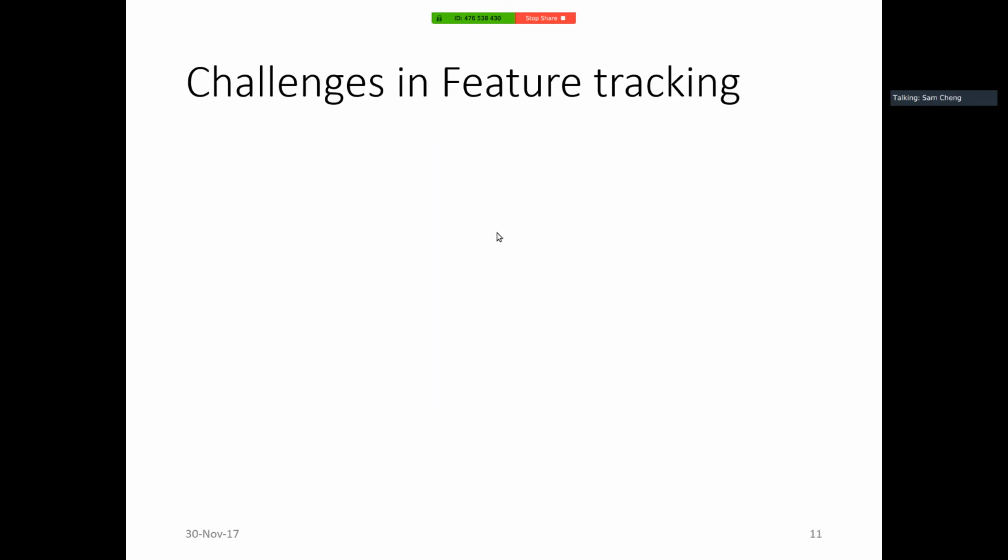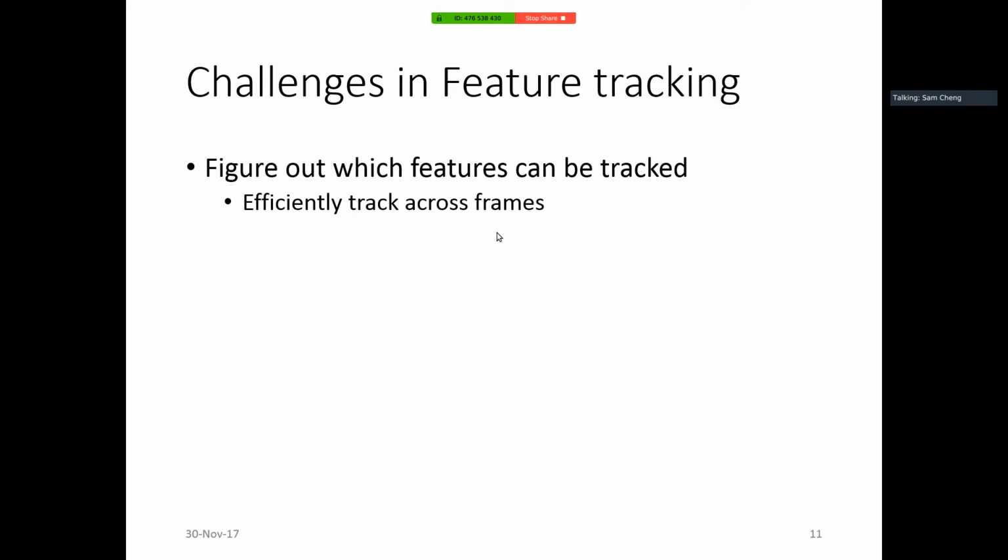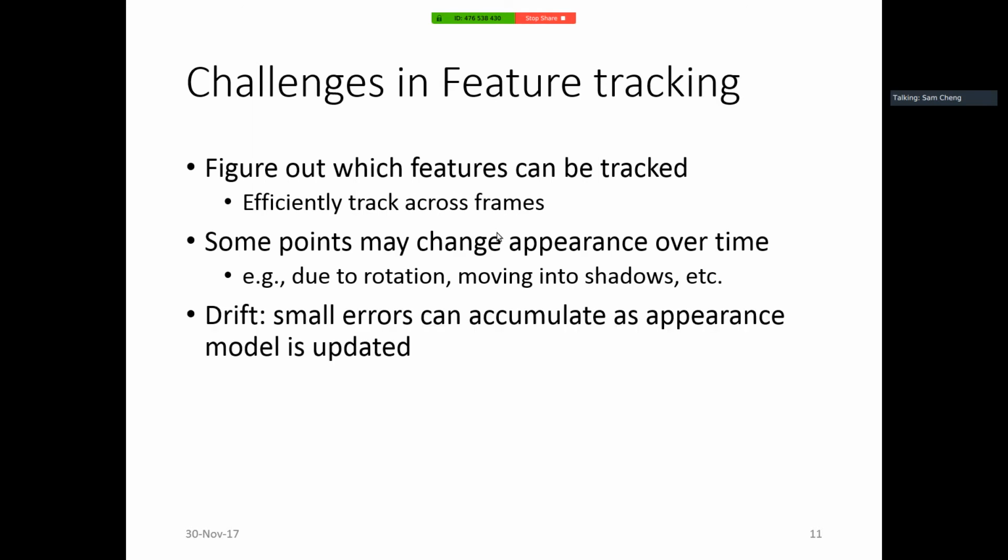So there are lots of challenges for feature tracking. You can imagine some of them already. For example, when we were doing optical flow, we assumed that the brightness is the same. But in general, for example, if you have an object, then you have the boundary of that object, and of course the brightness will change.